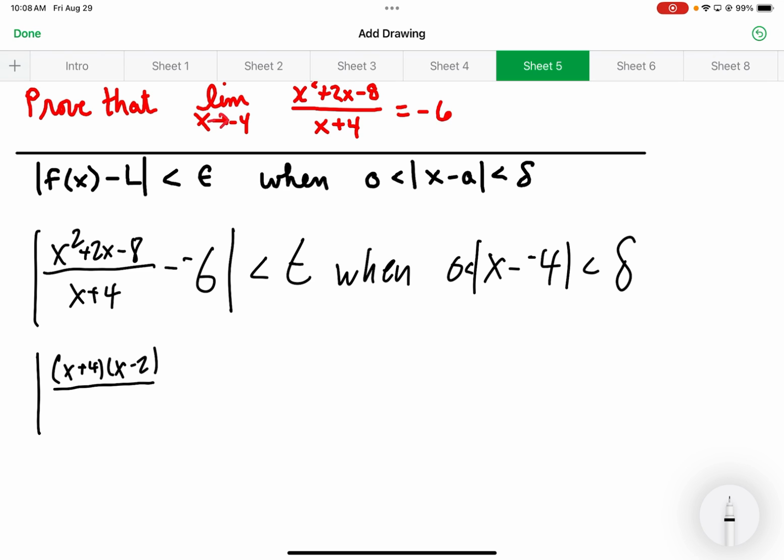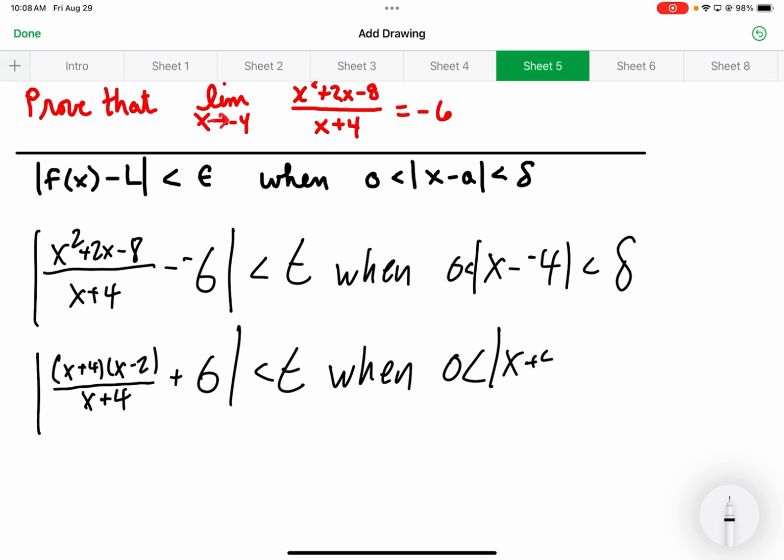By the way, if you haven't already picked up on it: when you have a rational expression and they give you a binomial factor, whether in the top or the bottom, and you're trying to factor the other polynomial, start by testing the factor they give you on the other side of the fraction. Since it's divided by x plus 4, I bet x plus 4 is going to be a factor of the numerator. Not always the case, but a great place to start. Less than epsilon when 0 is less than the absolute value of x plus 4, which is less than delta.